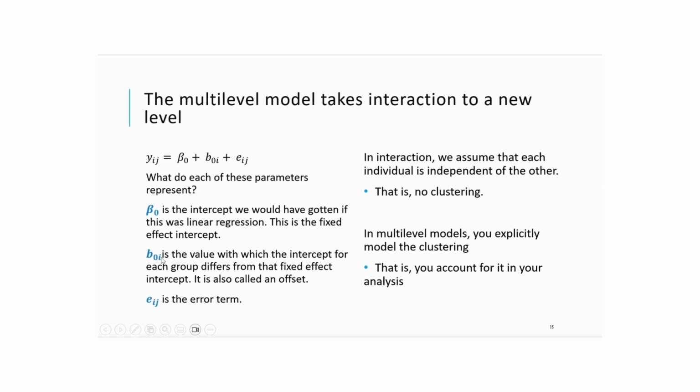But what is your B0i? These are a little tricky. So what is your B0i? Your B0i is the value with which your global average, your B naught, would change for each level of your hierarchy, of your grouping. And of course, your eij is your error term.